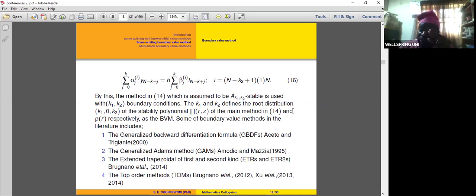We also have methods for the case of the second derivative, but my emphasis is just on the first derivative. For the case of the second derivative, we have the generalized extended second derivative method, and we have the modified generalized method.